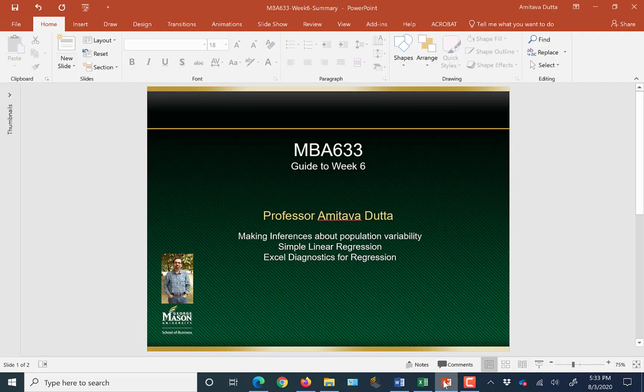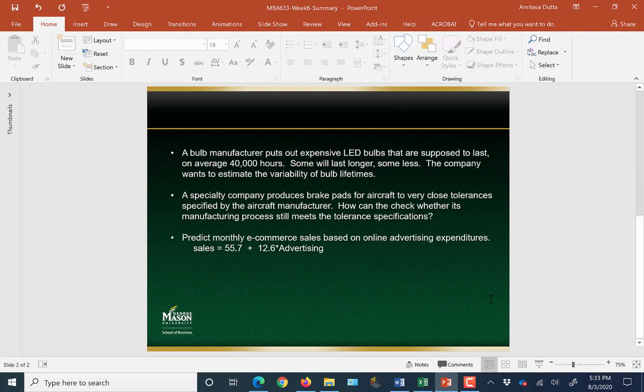Okay, let's get back to some examples over here to give you a sense of what it means to make inferences about population variances. So let's say that a bulb manufacturer puts out LED bulbs, and these are expensive bulbs, and that they are supposed to last on average 40,000 hours. So one of the kinds of inferencing that we might do using the techniques that we have learned in the previous 2 weeks is to test whether on average the bulbs that this manufacturer is producing last at least 40,000 hours. So that type of inferencing we know how to do.